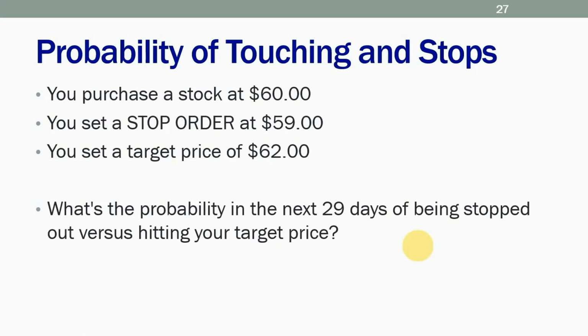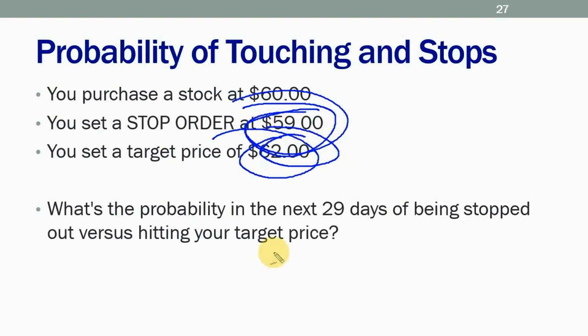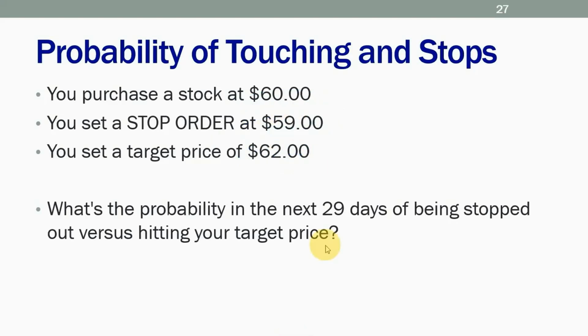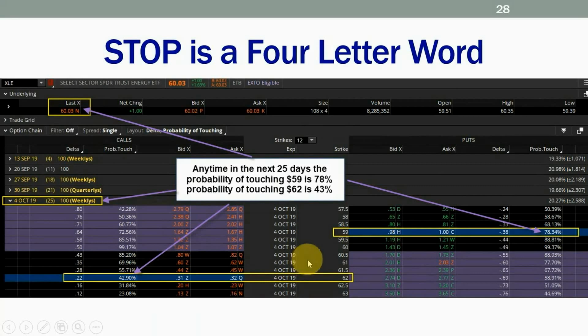imperative to understand, it is really imperative to understand, is that if you purchase a stock at 60, you set a stop order at 59, and you set your target price at 62. Listen, here's the bottom line. There's a way higher probability of hitting the stop order than your target price, especially when it comes to probability of touching. What's the probability in the next 29 days of being stopped out versus hitting your target price? Well, you can answer that.